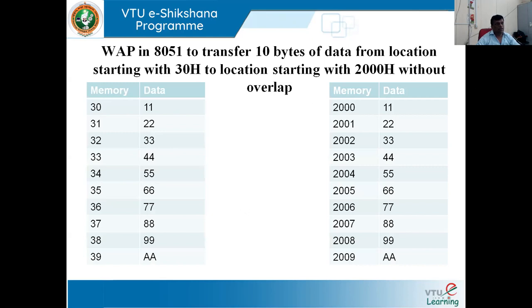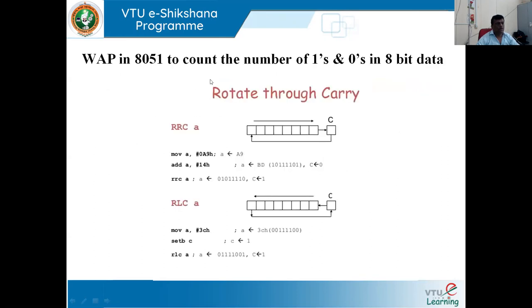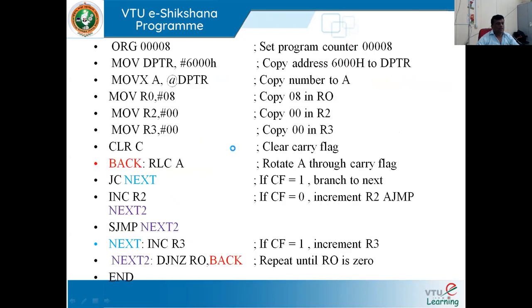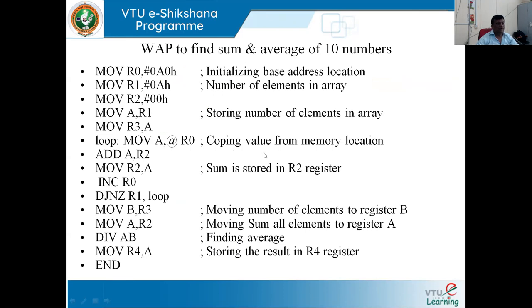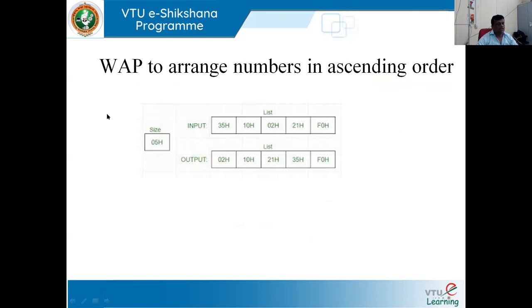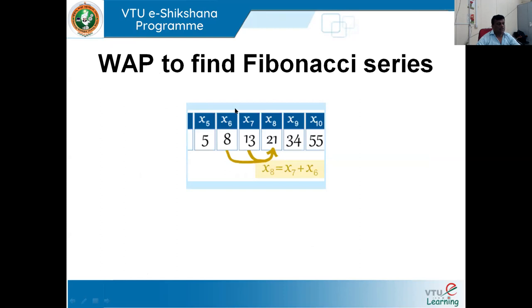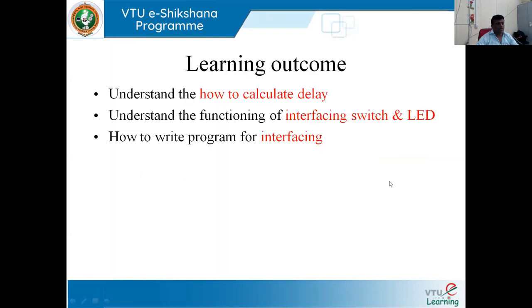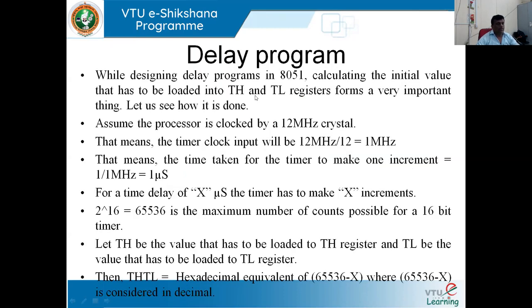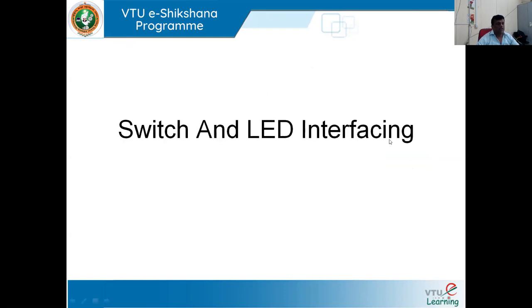Then we have discussed some programs like data transfer from one memory location to another memory location, then counting number of ones and zeros in a given data, then finding sum and average of the given numbers, then finding the largest and smallest number, arranging the numbers in ascending and descending order, then finding the factorial of a given number, then finding the Fibonacci series. So these are the things we have discussed apart from what we have discussed in today's class, that is calculating the delay and writing the program for delays, then interfacing of switch and LED, right? So these are all the things which we have discussed in module 3.